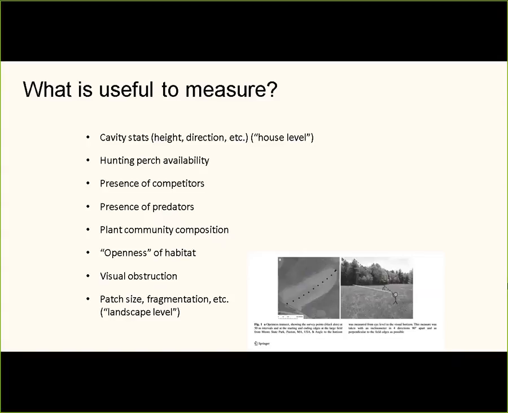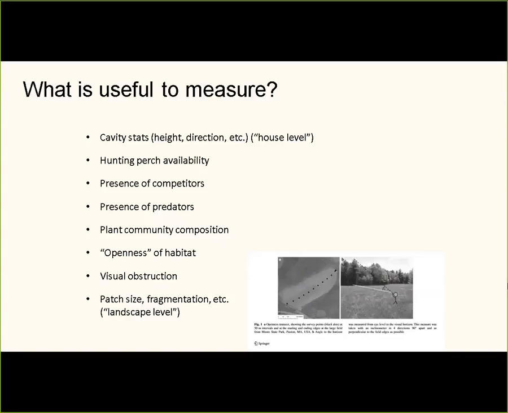Hunting perch availability. Are there places I can hunt from around this cavity? So now we're looking sort of at the neighborhood level, that middle level. Presence of competitors, presence of predators. Who are the neighbors, right? This is something that humans are concerned about, and it's something that birds are concerned about too. Are there other species around that are going to make trouble? Plant community composition. Do specific plant species matter? Is it more a matter of just what structure the plants kind of form? Can I hunt here is sort of the question.